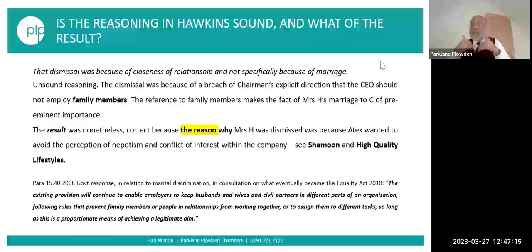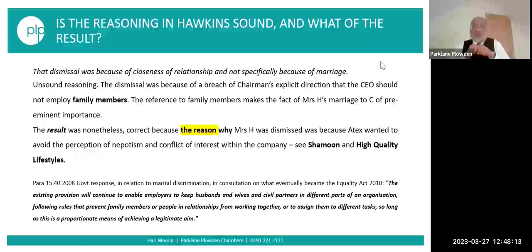In Hawkins' case, she could say that this was because of my marriage, simply because that was what the employer said. In effect, you can't say to the CEO, don't employ anyone within your family. However, that's a defect in reasoning, but I think that the result was correct, because if you apply the reason why, it wasn't because Mrs. Hawkins was married to the CEO, it was because the company wanted to have an image that it was completely above board, there were no conflicts of interest or any nepotism. So that's an application of Shamoon and High Quality Lifestyles against Watts.